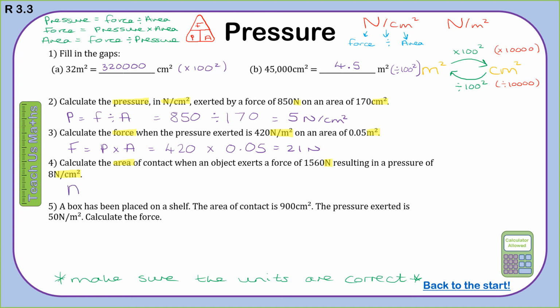Area is equal to force divided by pressure. The force is 1,560 newtons divided by the pressure, which is 8 newtons per centimetre squared. So my area is 195 centimetres squared. If this question asked for my area to be in metres squared, at this point I would simply divide my answer 195 by 100 squared to get it into metres squared.